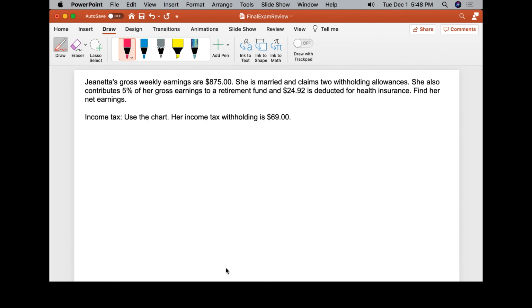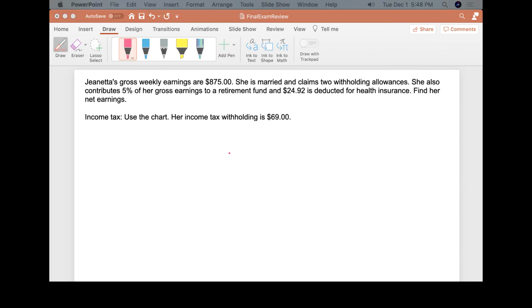All right, let's try this next one. Gross weekly earnings. This one has to do a lot with figuring out the allowances and then how much goes towards retirement and all of the deductions. So let's take a look. Pause this one, try it on your own, and then come back and see if you got it.